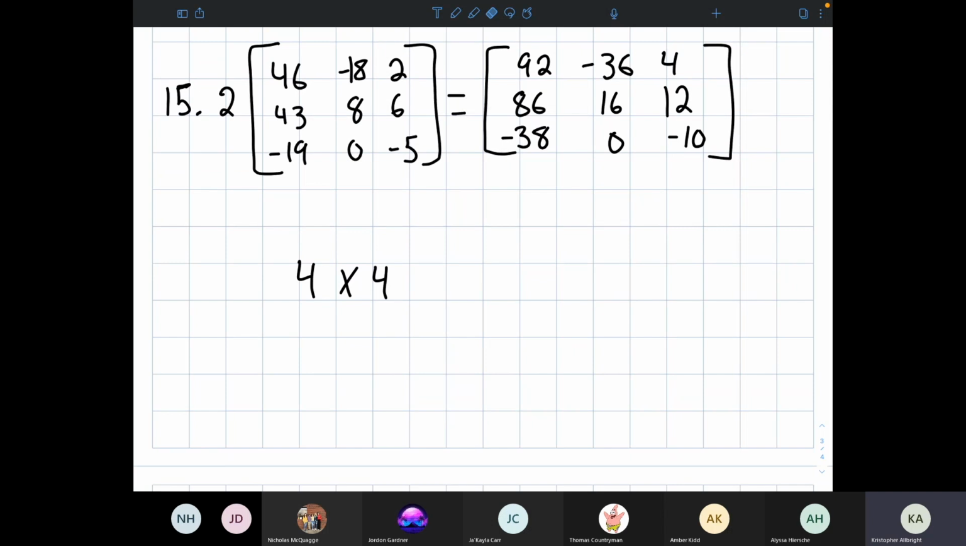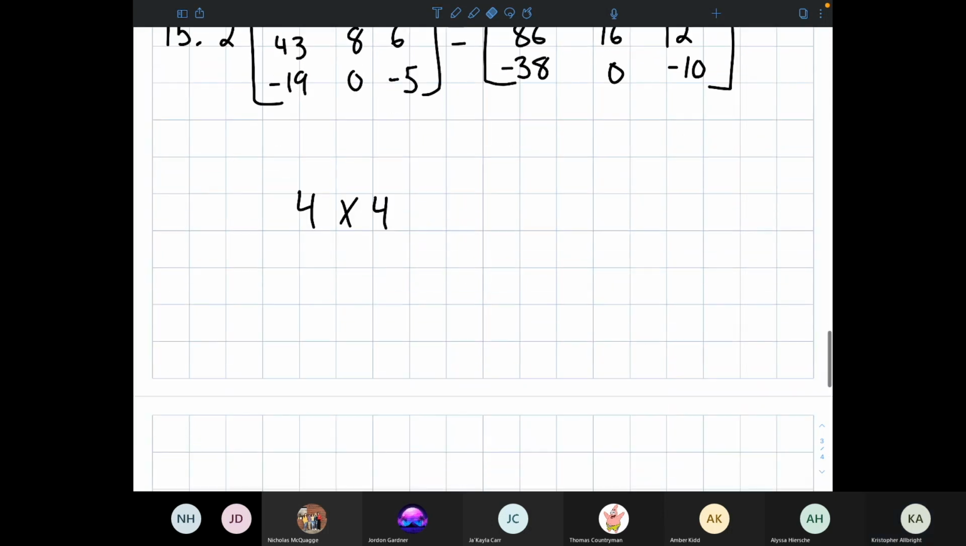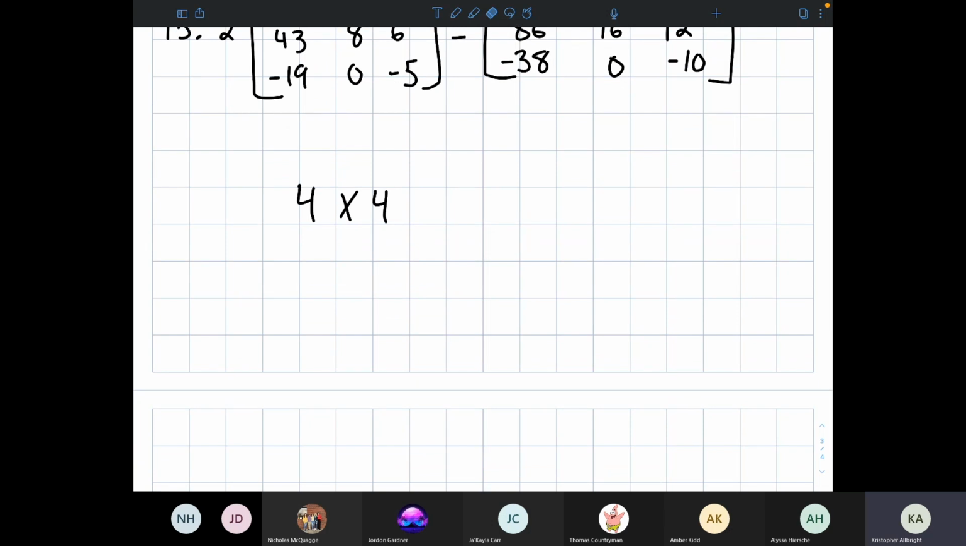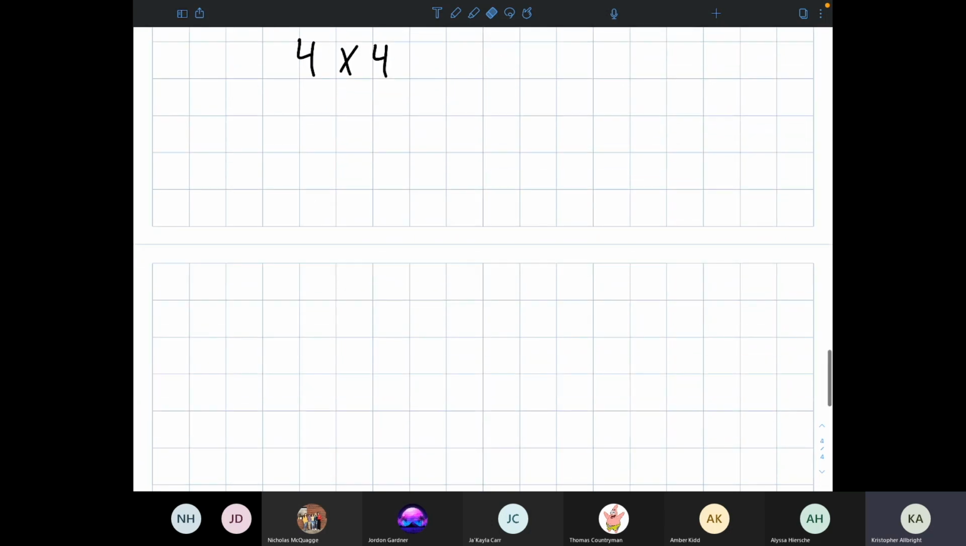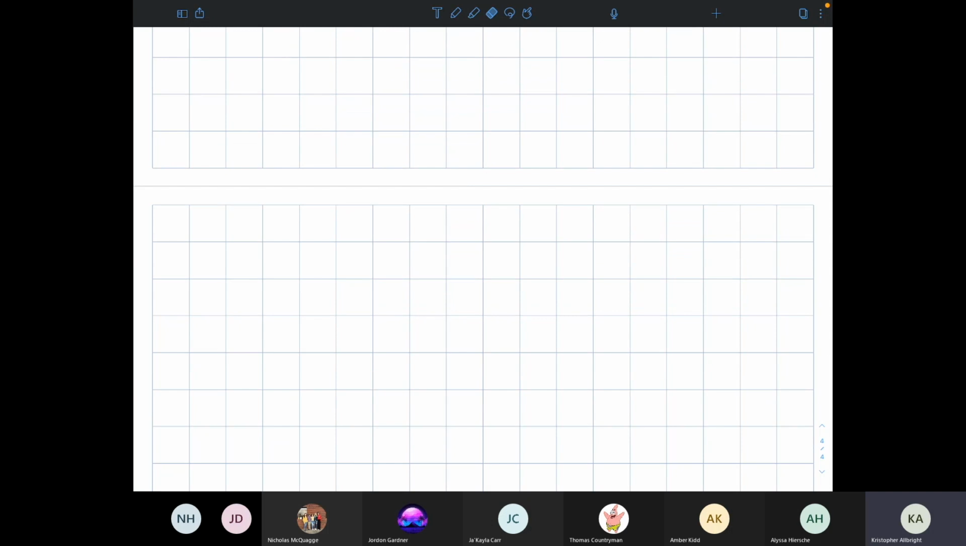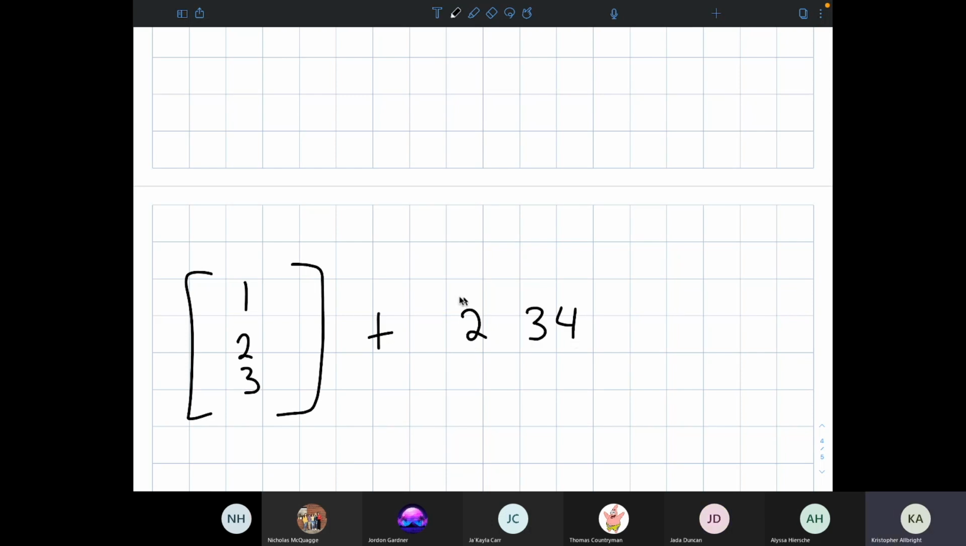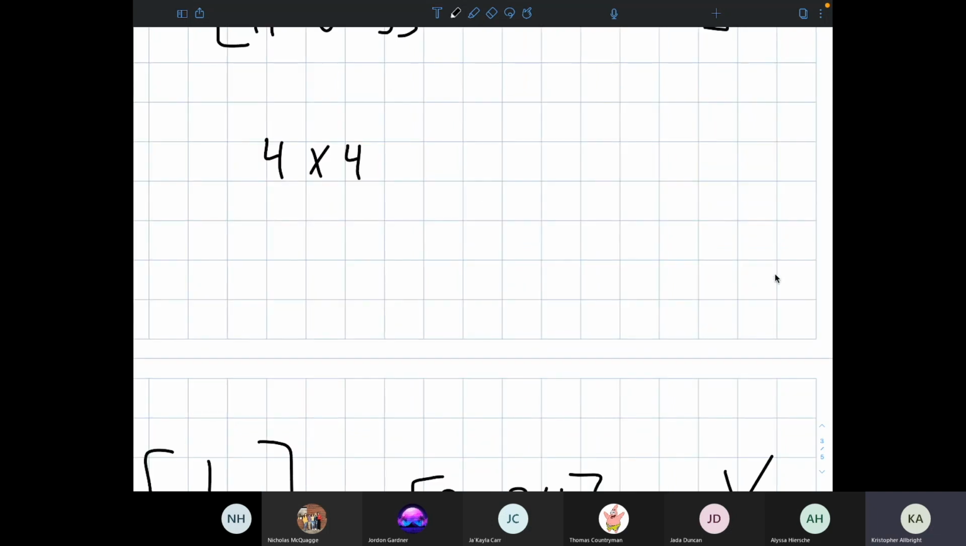Addition and subtraction of matrices is, I think, another pretty simple concept once it's actually been taught. You need matrices of the same shape. So you can't add or subtract something that's 1 by 2 by something that's 2 by 1. So if we have 1, 2, 3 plus 2, 3, 4, this isn't cool. We cannot do this. There is no answer.